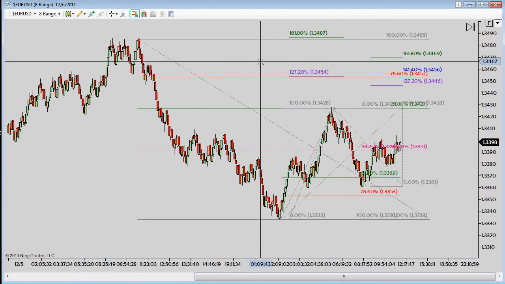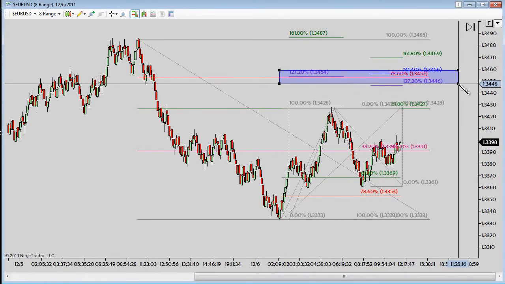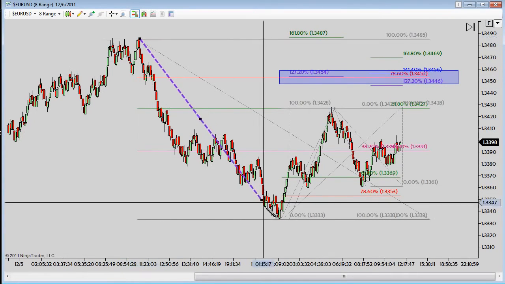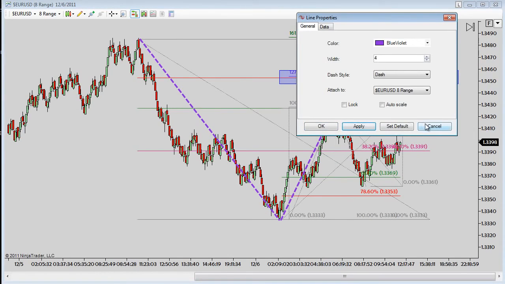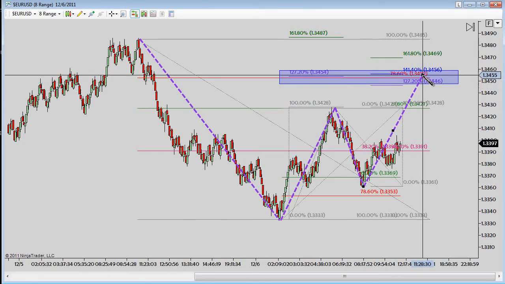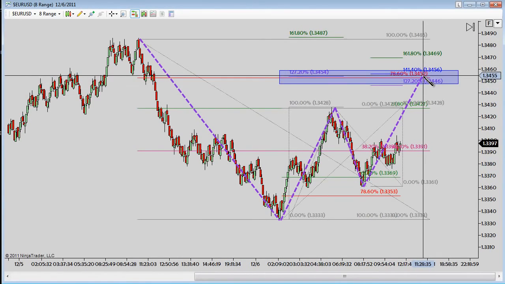So now we have again another area where the market is likely to reverse. So we have a potential move here up into this 127 extension here, and this creates again another Gartley pattern.